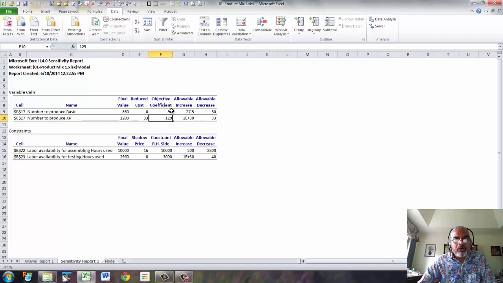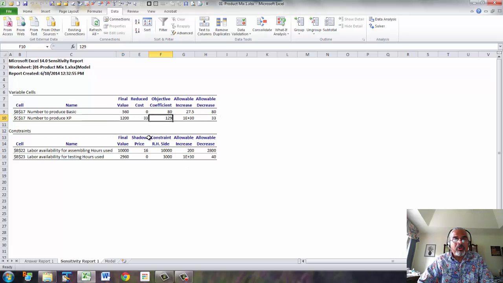It is allowed to increase up to $27.5. That is, it can go up from 80 all the way to 107.5, or it can decrease by $80, or it can go down from 80 all the way to 0. So this is the allowable increase and decrease. Within that range, the final value will not change. Final value 560 for basic and 1200 for XP, for both variables, will remain the same. So that's what this sensitivity is about.